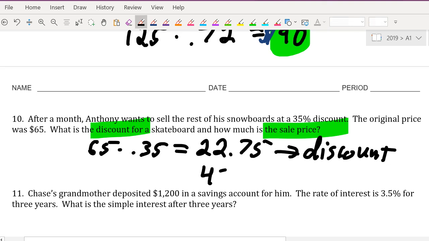If we don't finish today, will it be homework? Yeah.